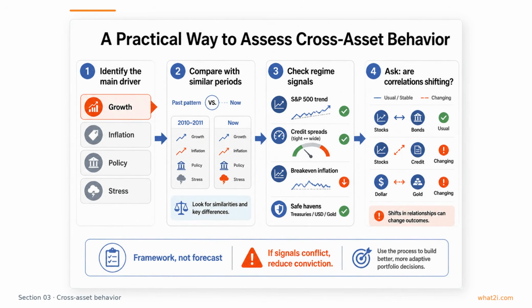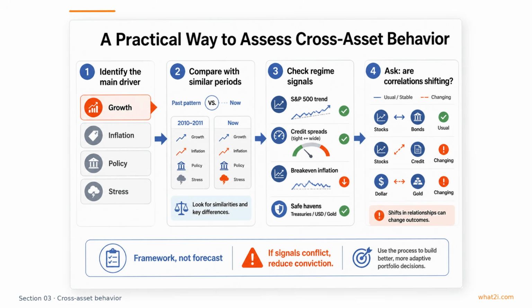A practical cross-asset process starts by identifying the main driver of the current environment. Is the market focused on growth, inflation, policy, or financial stress? Once that is clear, compare current behavior with how similar periods looked in the past. Then watch regime signals such as equities, credit spreads, and the performance of safe haven assets to see whether the story is consistent. Finally, check whether the key correlations still fit the usual pattern or are beginning to shift. This framework does not produce certainty, but it helps investors organize evidence instead of reacting to isolated moves.